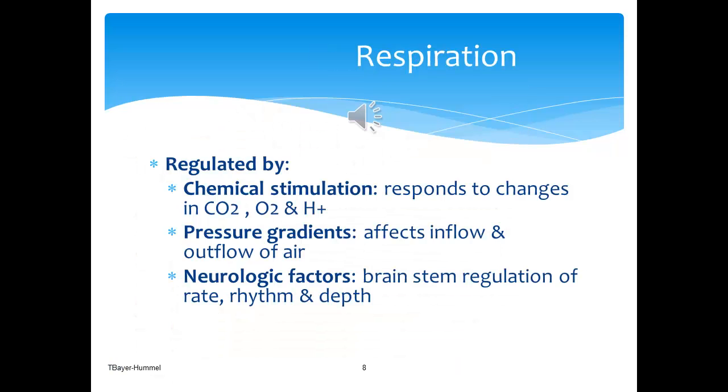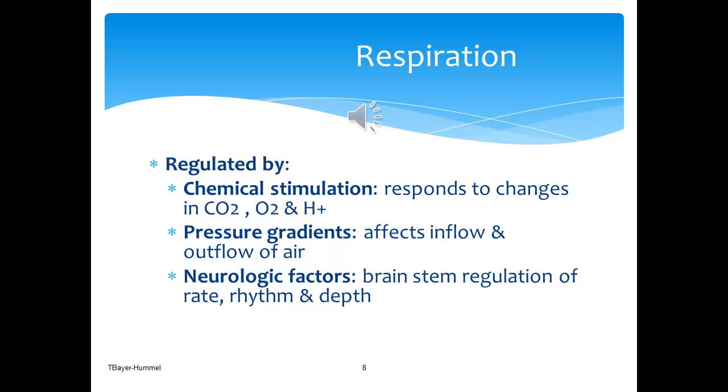Respiration is regulated by chemical stimulation, pressure gradients, and neurological factors. The oxygen concentration in blood within the capillaries of the lungs is lower than the lungs' air sacs. Because of this concentration gradient, oxygen diffuses from the alveoli to the blood. Carbon dioxide, which has a higher concentration in the blood than in the alveoli, diffuses from the blood into the alveoli. Movement of the air in and out of the airways continually replenishes the oxygen and removes the carbon dioxide from the airways and the lungs.